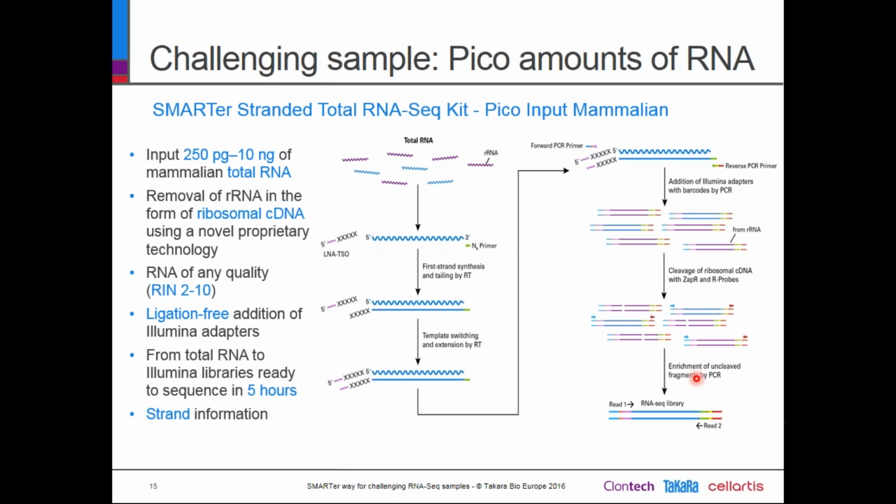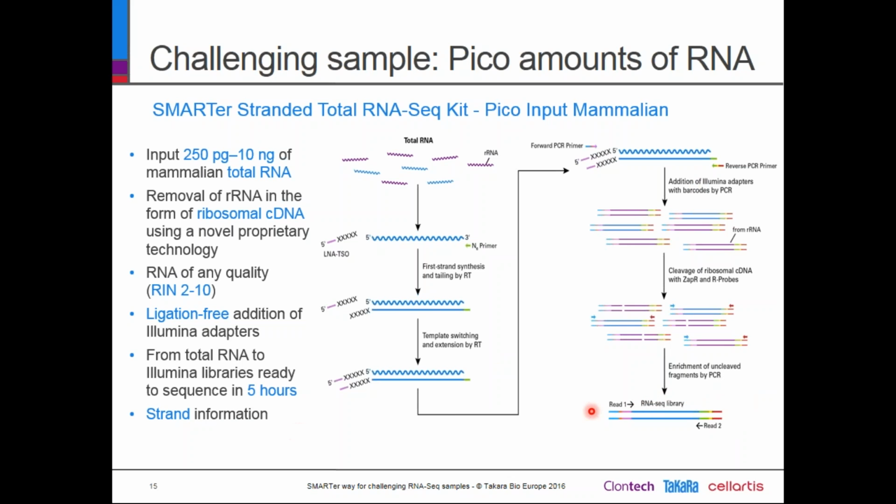So this is what is shown here. We will use for that a proprietary technology called ZAP-R and R-probes that will specifically target the cDNA derived from ribosomal RNA. And as a result, we will have a library that will be depleted of these ribosomal cDNA sequences.